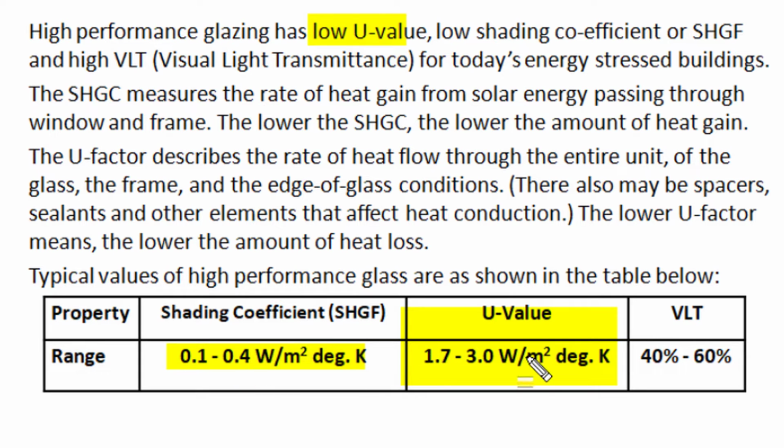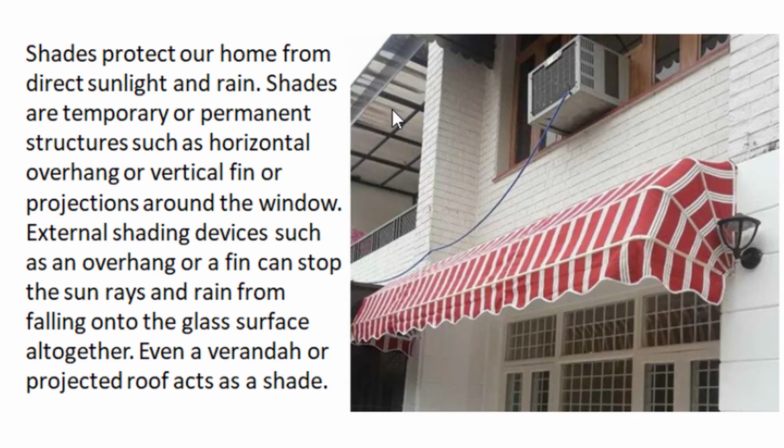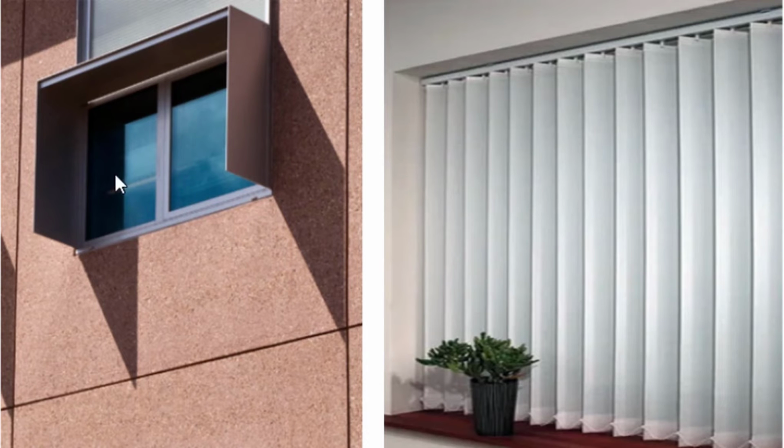Modern high-performing glazing should have smaller value of solar heat gain factor and U factor, and at the same time they have high VLT, visible light transmittance, and 40 to 60% of visible light should transmit across the glass panel. Shades protect our home from direct sunlight and rain. Shades are temporary or permanent structures such as horizontal overhang, vertical fins, or projection around window. These projections around window or vertical or horizontal fins can completely stop entry of direct sun rays or rain onto the window or glass surface, and that reduces both U factor and solar heat gain factor of our fenestration.